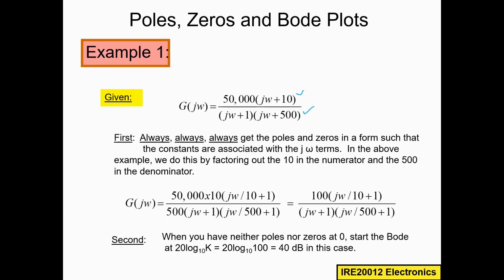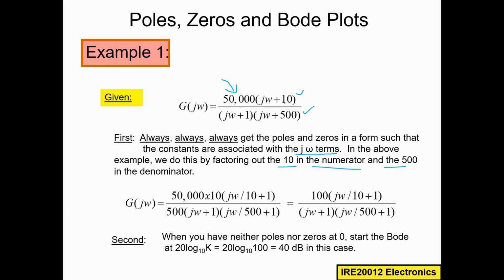Always get the poles and zeros in a form such that the constants are associated with these j omega terms. So what is the constant value here? Here the constant is 50,000. In the above example, we do this by factoring out the 10 in the numerator and 500 in the denominator. So we are keeping this 50,000 as it is.